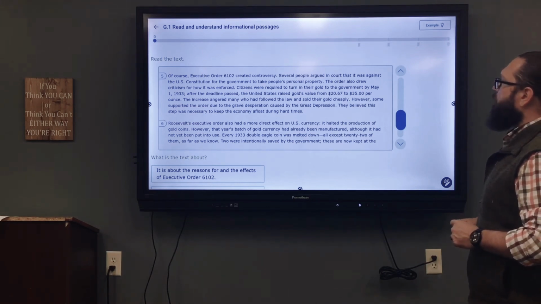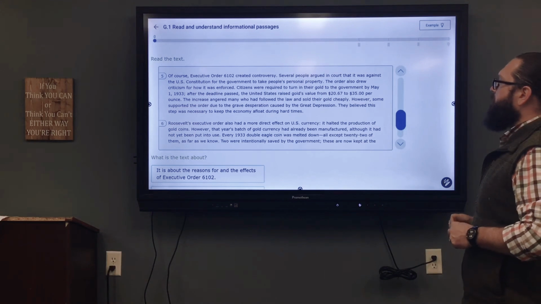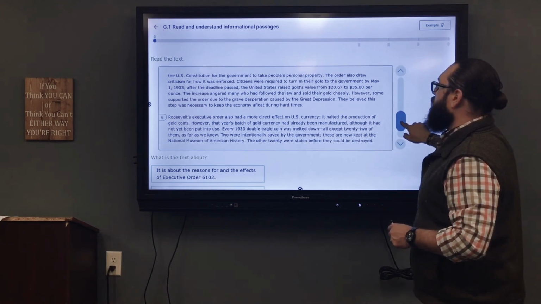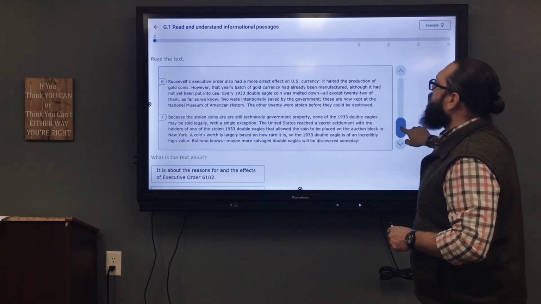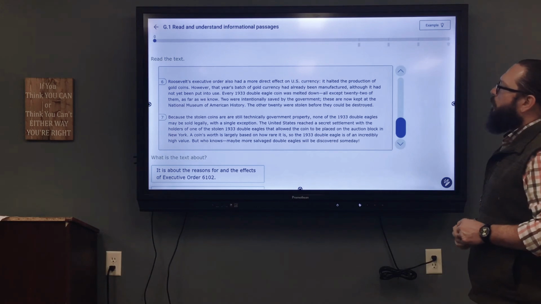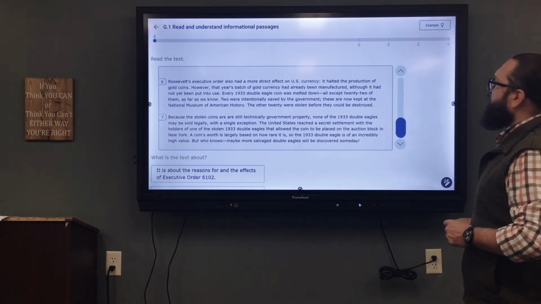However, some supported the order due to the great desperation caused by the Great Depression. They believed this step was necessary to keep the economy afloat during hard times. Roosevelt's executive order also had a more direct effect on U.S. currency. It halted the production of gold coins. However, that year's batch of gold currency had already been manufactured, although it had not yet been put into use.